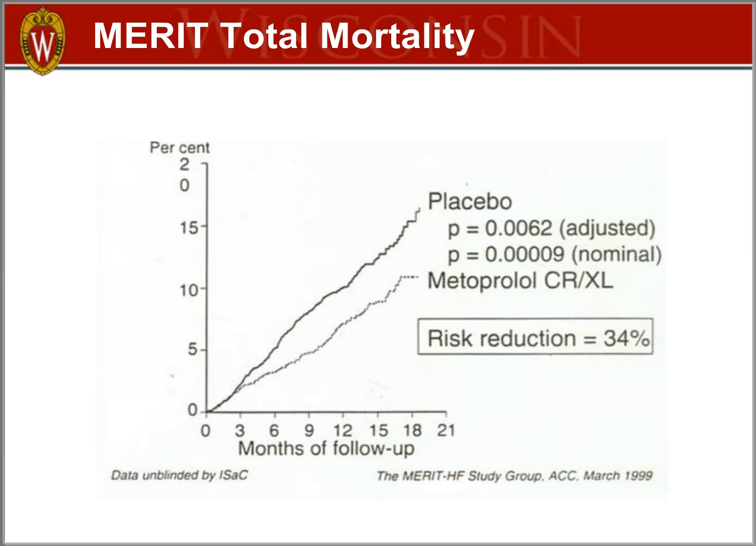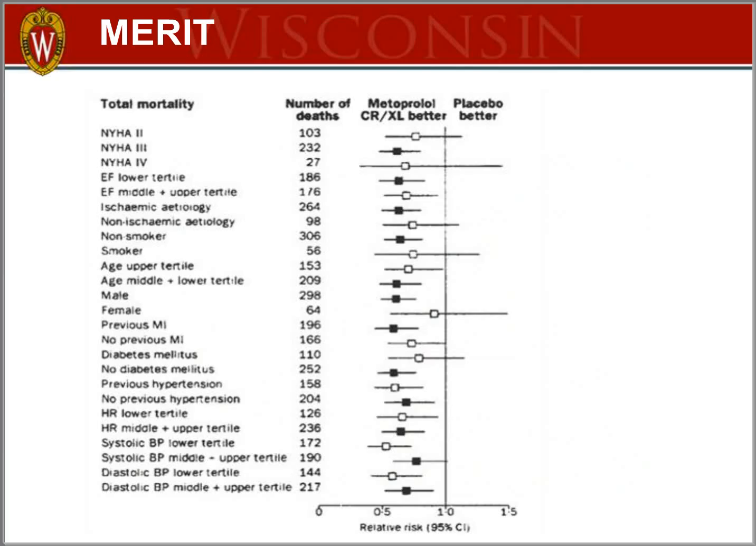of its follow-up. The other one is just the ordinary p-value, but both of them are highly significant. These curves indicate that there was a 34% reduction in mortality over the period of follow-up of about 18 months. This result was substantial enough, convincing enough, that the trial was terminated early. Now, if you examine the subgroups in MERIT, you will notice that there's a certain amount of consistency. Let's look at the graph more carefully.